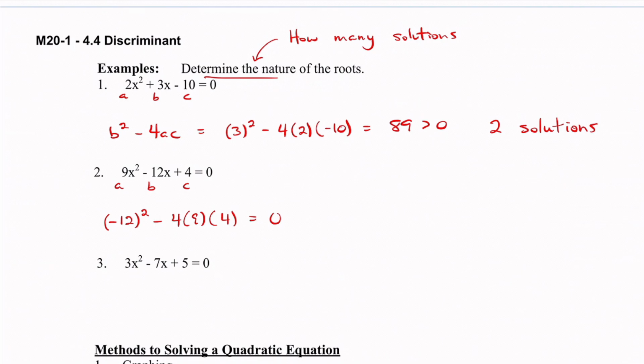So don't think 0 means 0 solutions. 0 means you're going to get 1 solution.